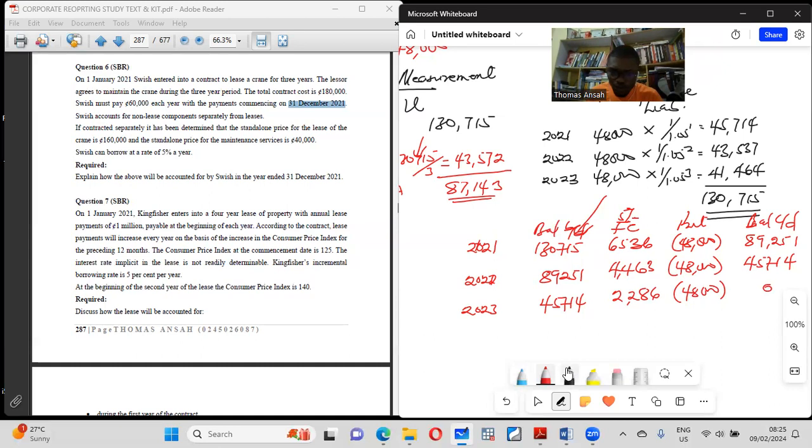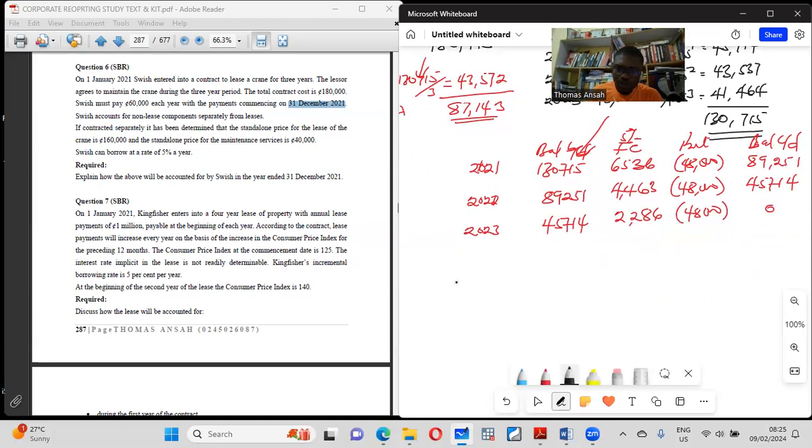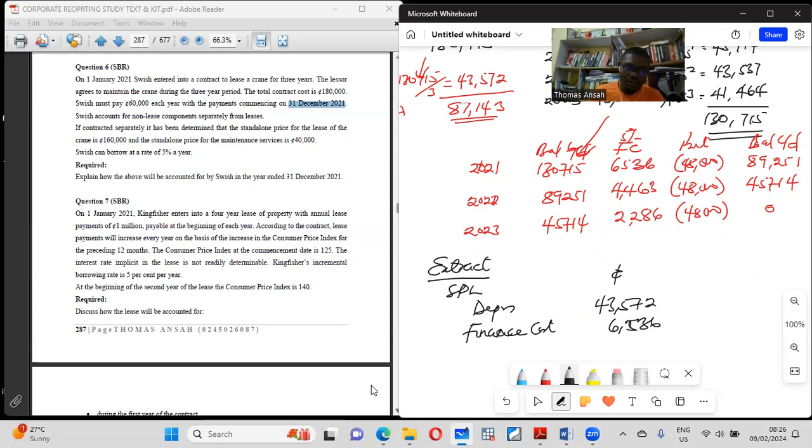All right. But when we are doing our extract, what will happen? In our extract, what goes into the P&L will now be the depreciation. The depreciation we had was 43,572. Then I have my finance cost also, which is 6,536. Don't forget, we are preparing the account for the year 2021. So that is that.